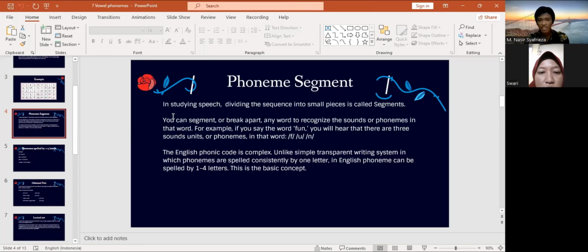The English phonetic code is complex, unlike simple transparent writing systems in which phonemes are spelled consistently by one letter. In English, phonemes can be spelled by one to four letters. This is the basic concept of phonemes.